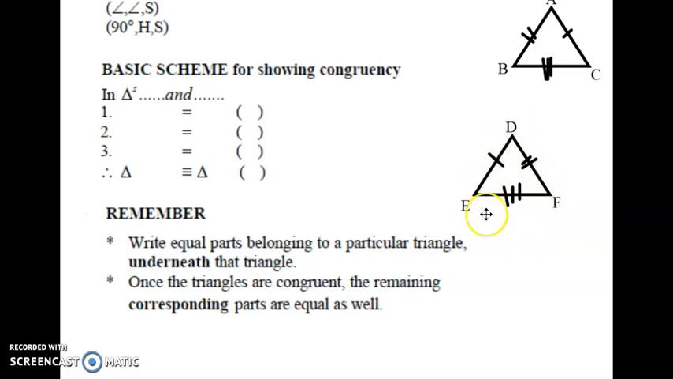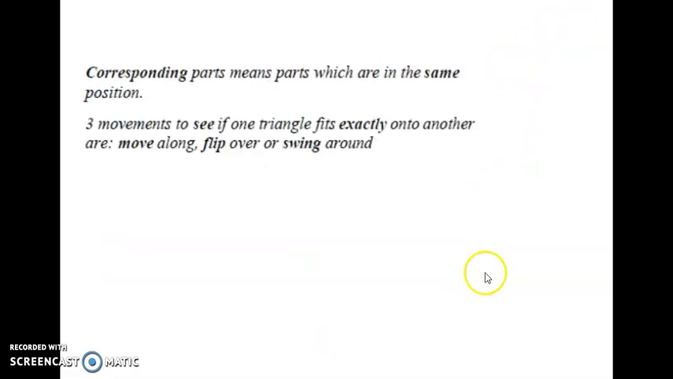If we did not list all the sides and we listed angles in between, the remaining sides will also be equal to each other. When we speak of corresponding parts, we mean parts which are in the same position. We showed in the sketch the position of the different parts.